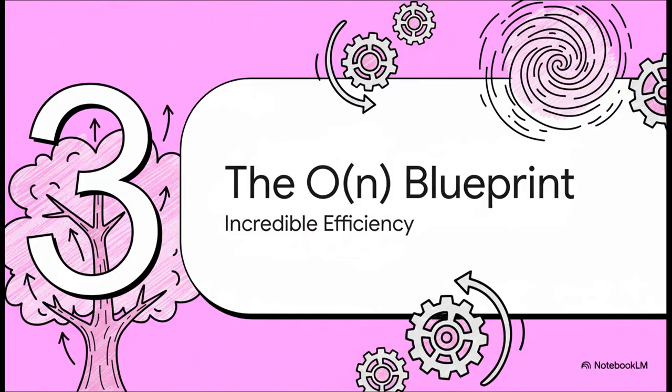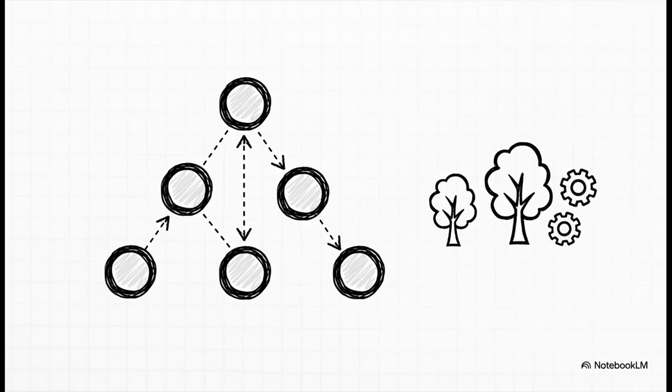And now for the best part. The reason we call this a superpower, the incredible efficiency. Let's break down why these algorithms are so darn fast. The math here is actually surprisingly simple. A tree with n nodes always has exactly n-1 edges.